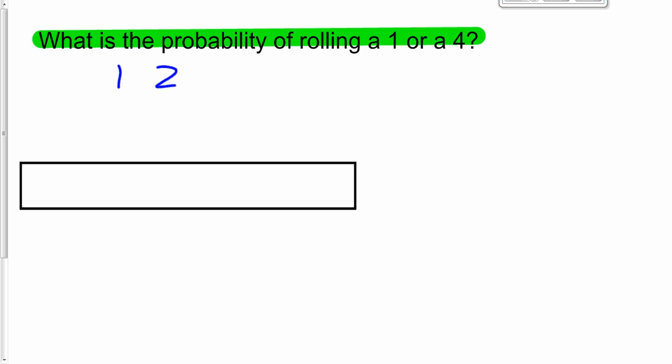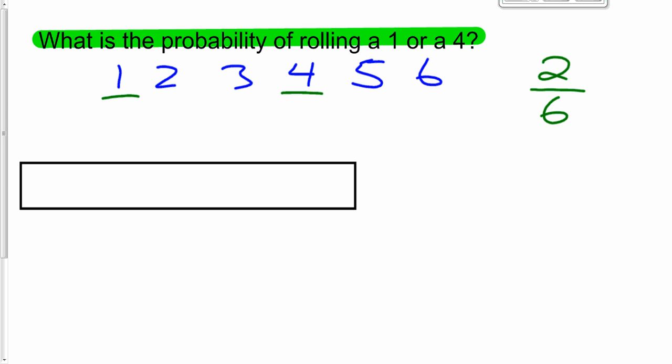Remember, we have 6 possible outcomes, 1, 2, 3, 4, 5, or 6. So the total possible outcomes is going to go on the bottom. And then we're going to look at our favorable outcomes. Well, a favorable outcome will be a 1 or a 4. So that's 2 out of 6. And then with probability, you're always going to want to reduce that. So 2 over 6 we can reduce to 1/3. So 1/3 would be our probability there.